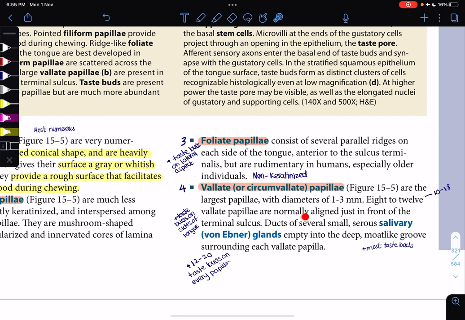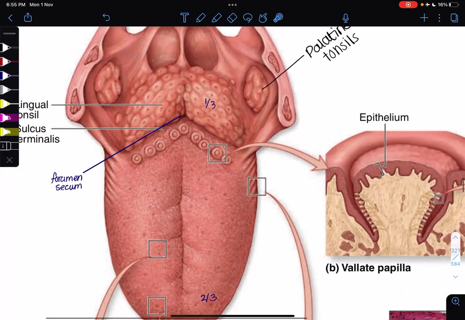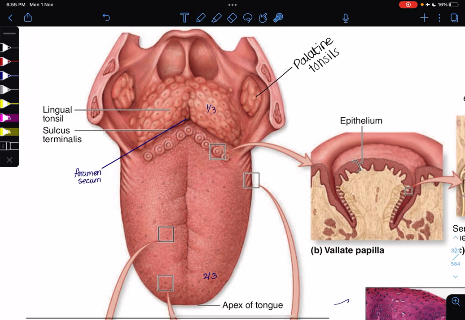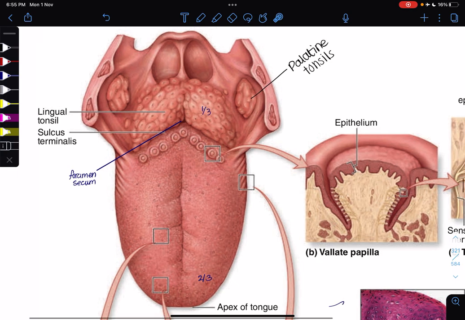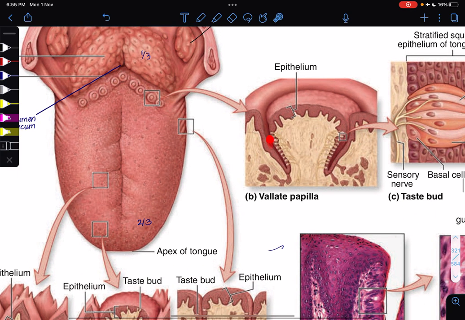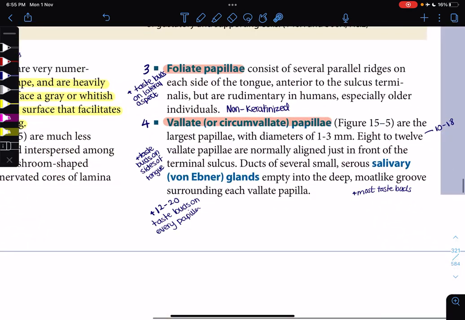And they are normally aligned just in front of the terminal sulcus. As you can see here. هاي ال terminal sulcus or the sulcus terminalis. هاي ال vallate papilla. As you can see, they're aligned with them. يعني ماشي على the same line of the sulcus terminalis. And as you can see here, this is what the vallate papilla looks like.